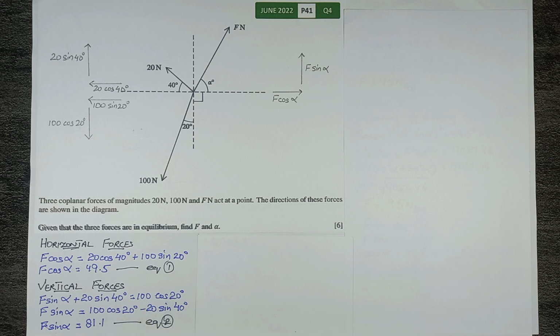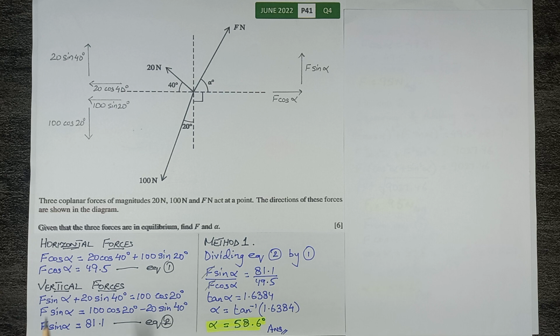Now because we have two equations and we have to find the value of F and alpha, we have two different methods to solve it. Both methods are super easy. It is up to you whatever method you want to apply. We will discuss both the methods.